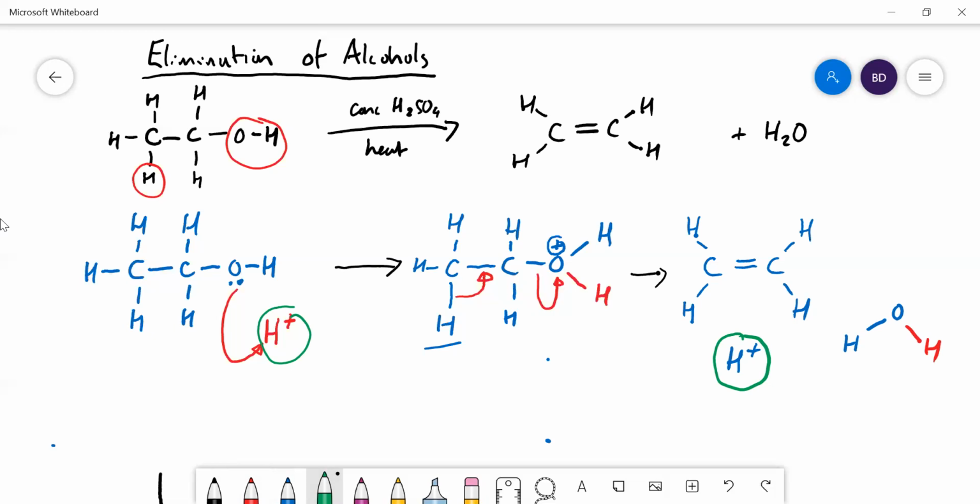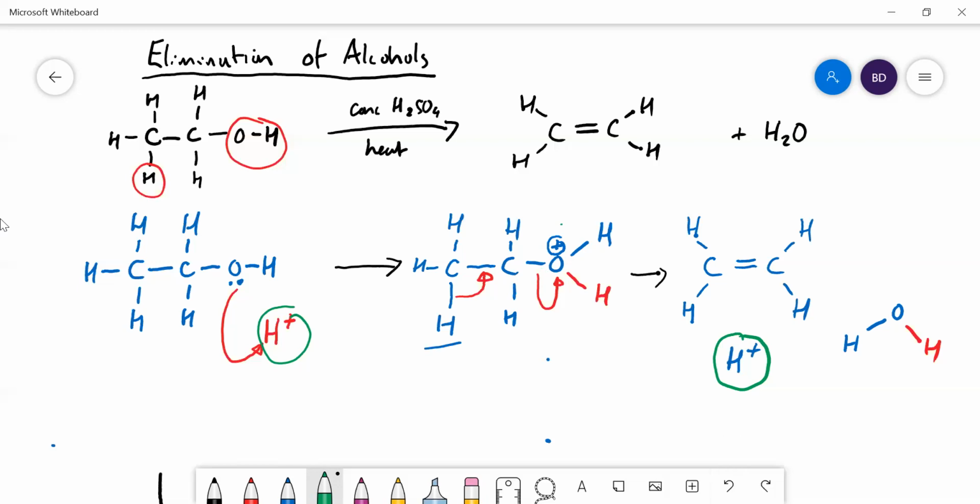Important to realize here, right, you've got a positive charge on this oxygen. That's going to withdraw charge all the way out, all the way down there, isn't it? Which makes these bonds between this carbon and its hydrogens a little bit weaker, and that's why that can break and the electrons go to form the pi bond. Anyway, that is the mechanism for elimination.